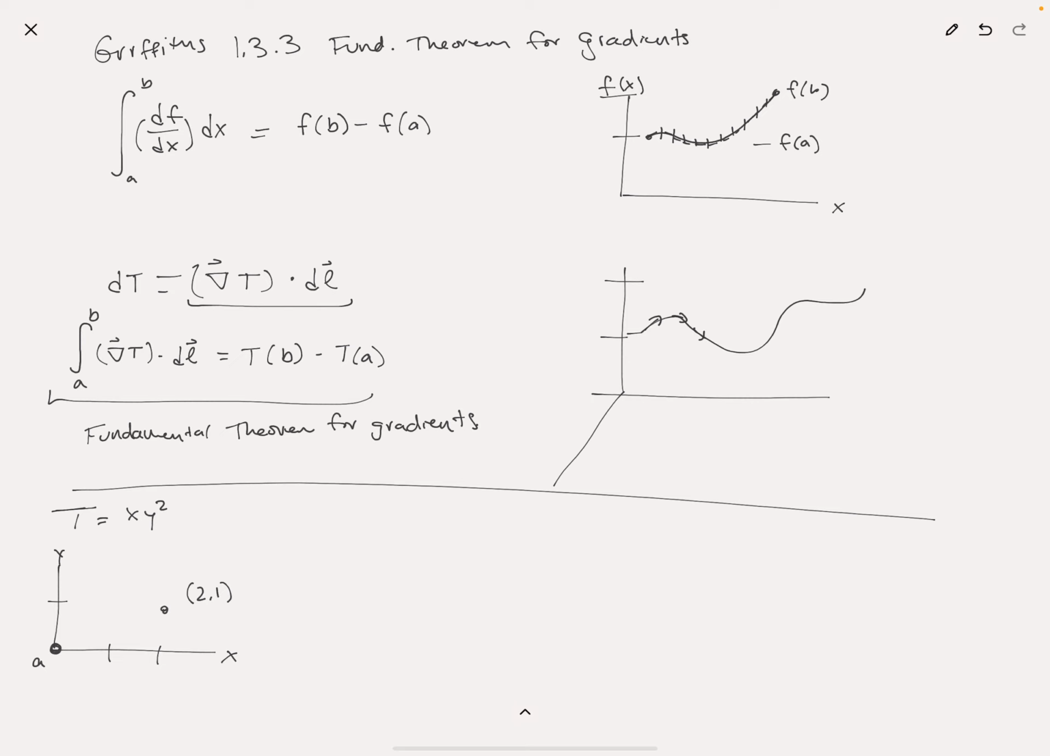Now, I can figure out what the endpoints are. I can go ahead and do the beginning part first. T of point B minus T of point A: that is 2 times 1 squared minus 0, which equals 2. So the difference in those endpoints is 2.